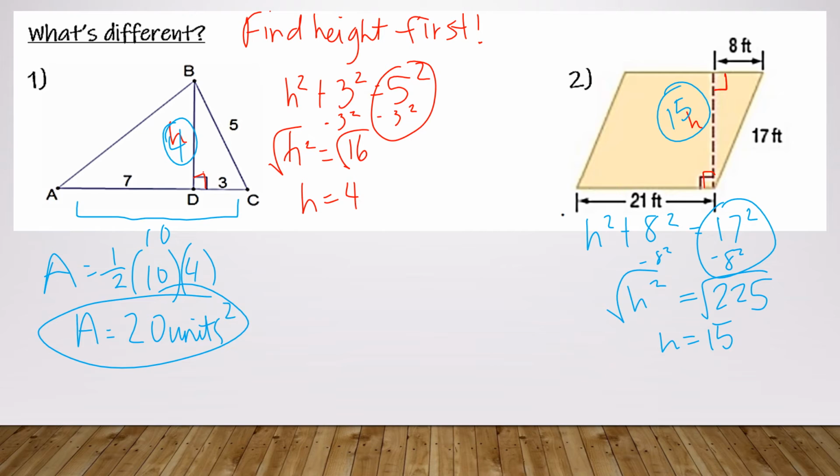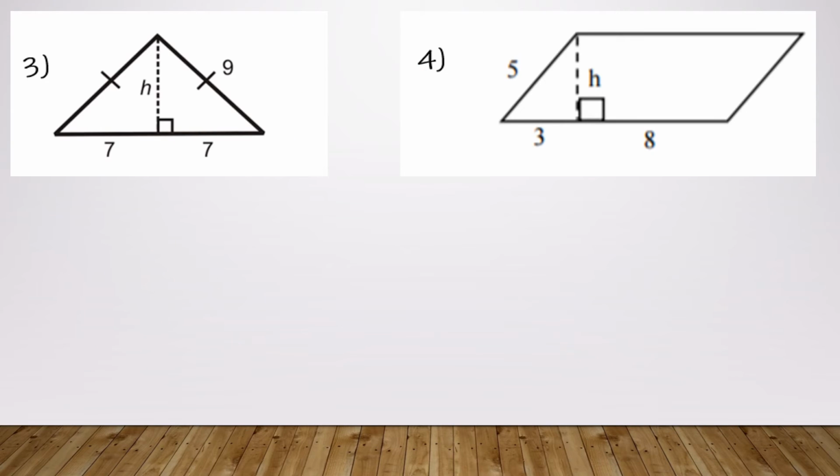And now that I have that, I can easily find the area of this parallelogram. 21 times 15 is 315 feet squared for my answer. So I'd like you guys to try the next 2. So pause it and then wait.